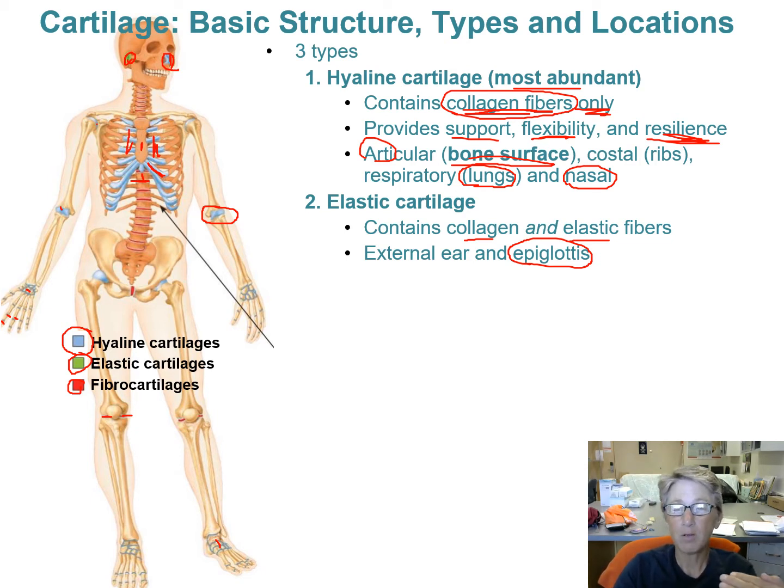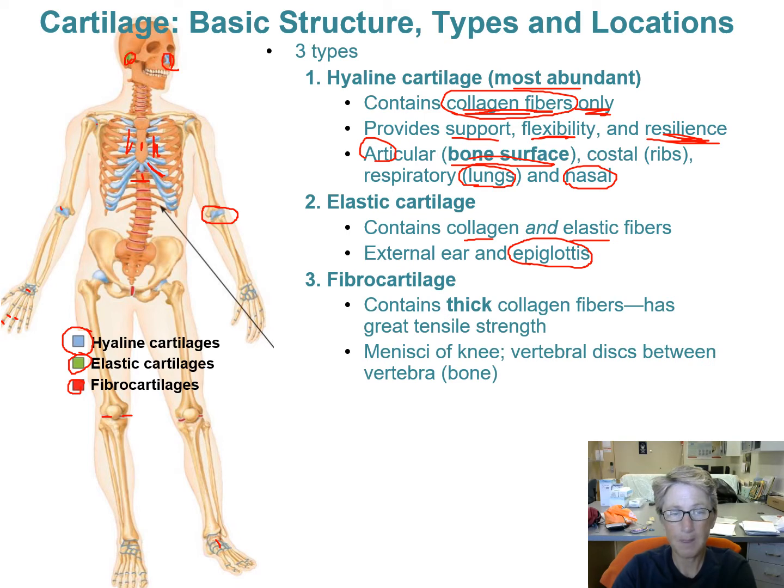So epi means on top, glottis, I can't remember if it's Greek or Latin. But anyway, so on top of the glottis, where do you find the glottis? You find the glottis in the trachea. So the epiglottis covers the opening to the trachea, so when you swallow, the food goes down your esophagus and not your trachea.